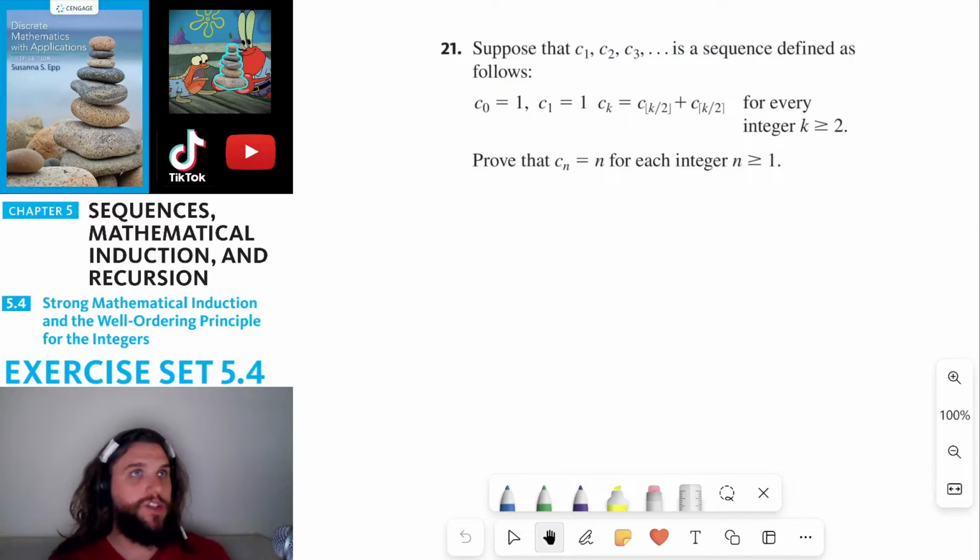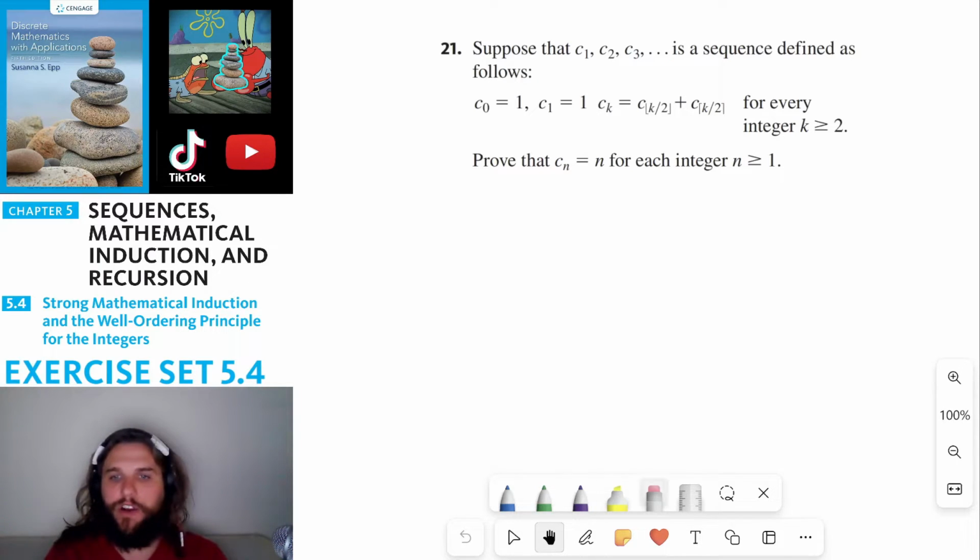Suppose that C1, C2, C3 is a sequence defined as follows. C sub 0 equals 1, C sub 1 equals 1, C sub k equals C sub the floor of k over 2, plus C sub the ceiling of k over 2 for every integer k greater than or equal to 2. Prove that C sub n equals n for each integer n greater than or equal to 1.